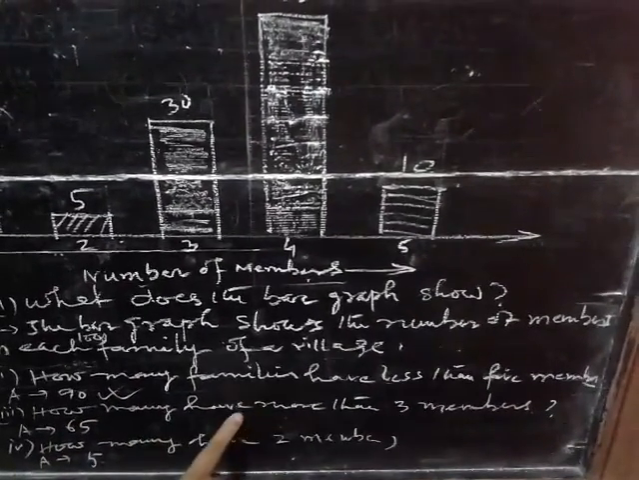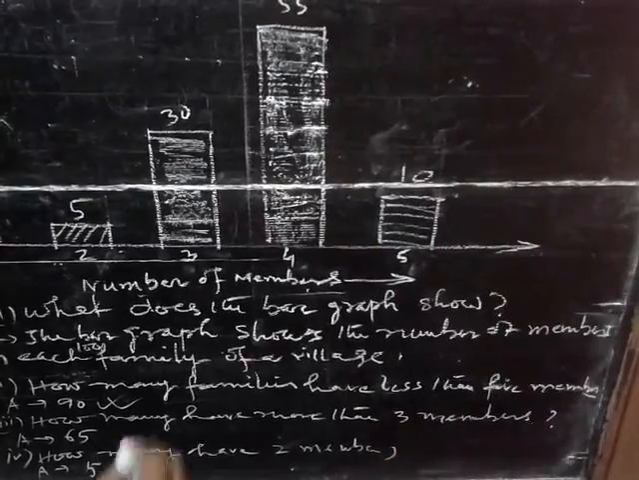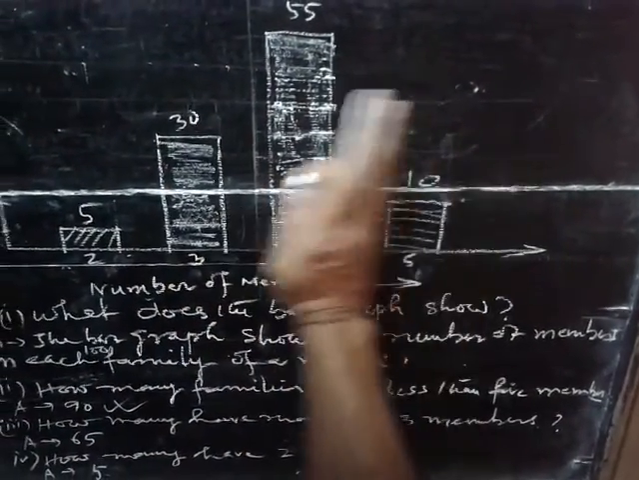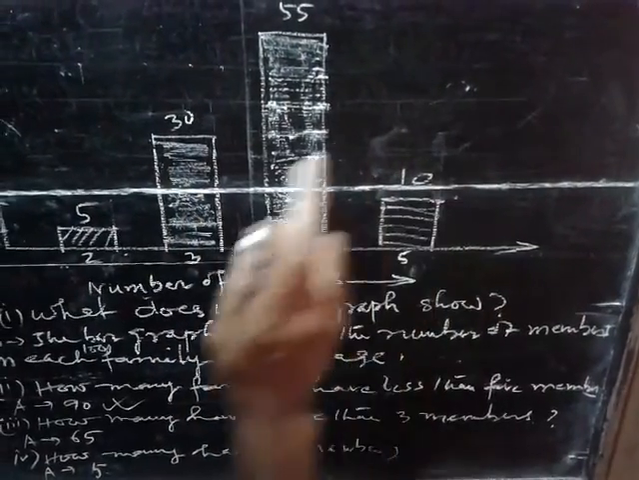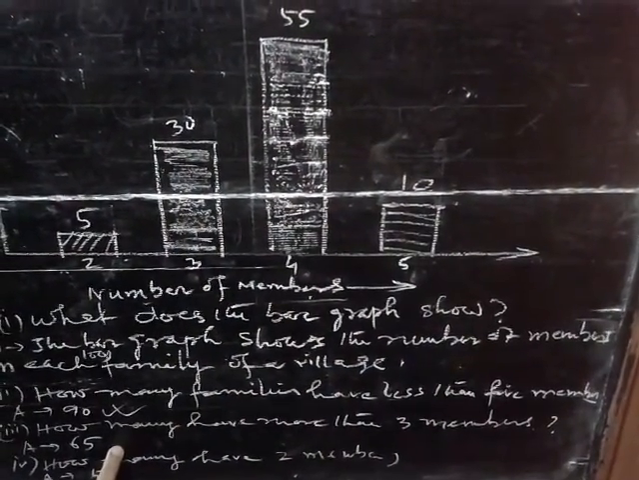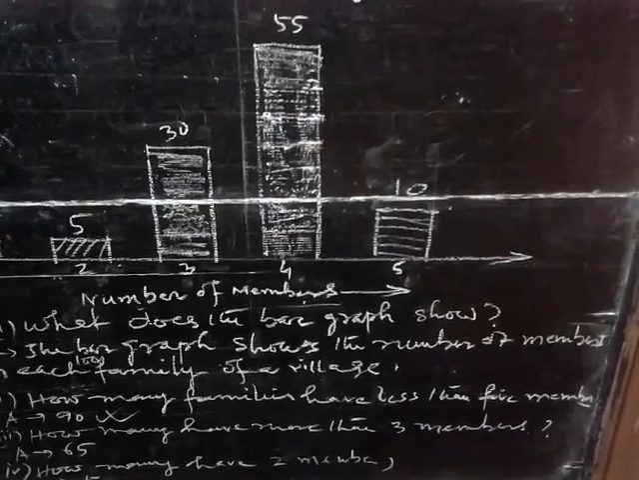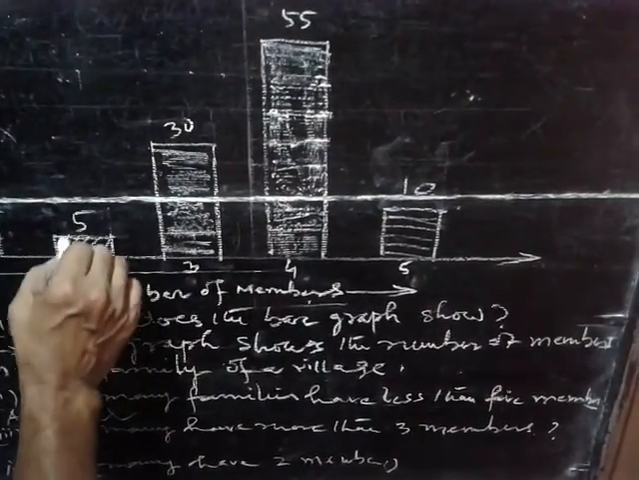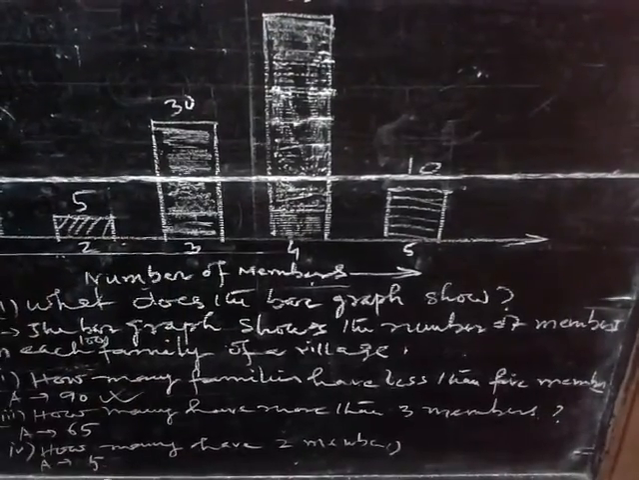Next, how many families have more than 3 members? More than 3 means 4 or 5 members. It is 55 plus 10, which will be 65. Then how many have 2 members? Only 5 families have 2 members.